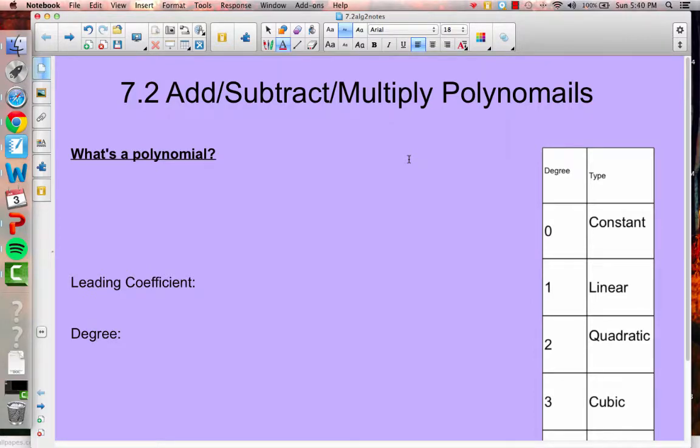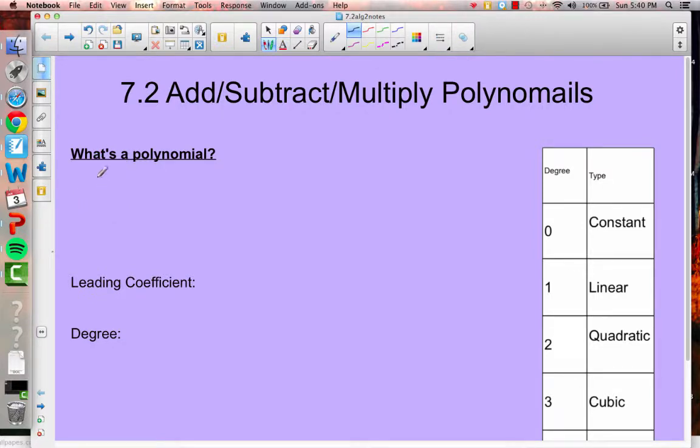Hey everyone, this is a pretty big section in 7.2, so just make sure you're ready to take good notes. It's all about adding, subtracting, and multiplying polynomials. But before we can talk about how we add and subtract and multiply, we need to know what a polynomial is. So here I just want to write a simple definition for a polynomial. I'm going to kind of explain it for you.